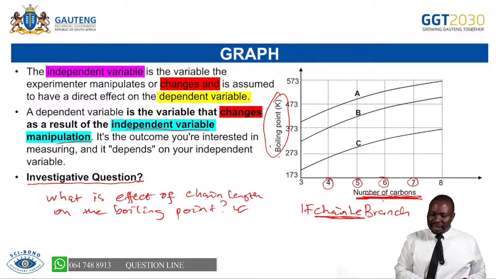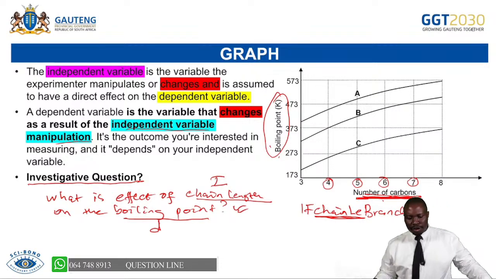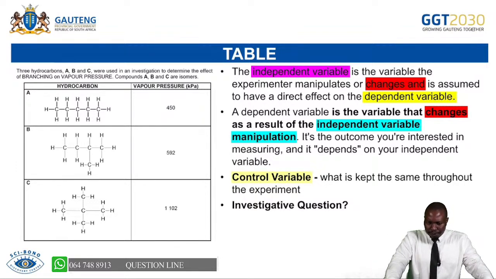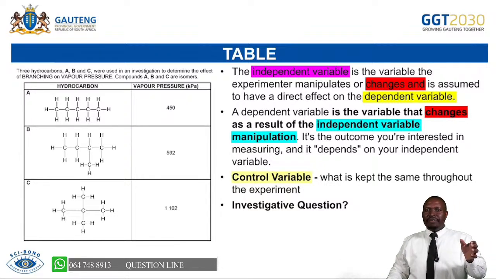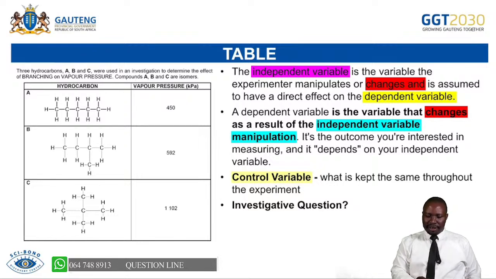But we are saying in that investigative question, there must be both the dependent variable and the independent variable. So we're saying, what is the effect of the independent variable on the dependent variable? So learners, please move with that. I'm telling you, when you get questions, it will help you. Some of these questions you will get in a table form. In a table form as well, you must be able to see which one is the dependent variable, which one is the independent variable.